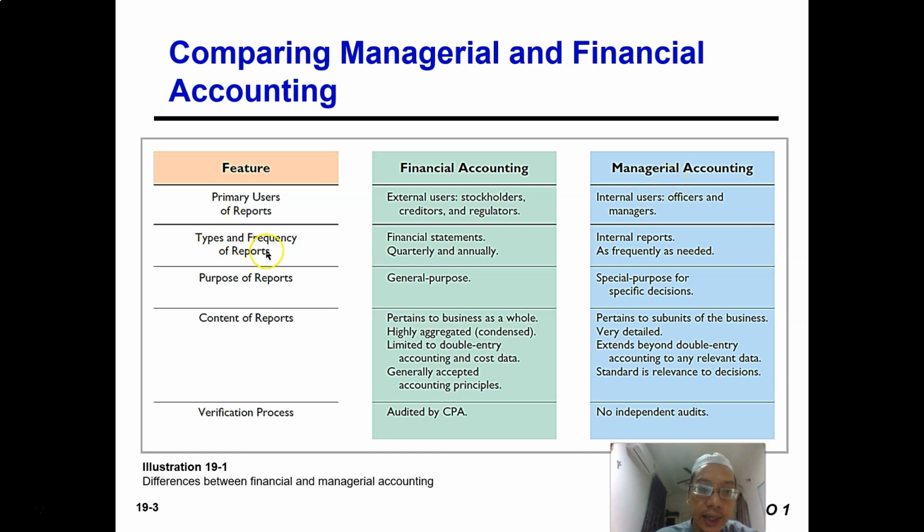Secondly, the types and frequency of reports. Financial accounting reports are called financial statements. These statements are produced on a scheduled basis. As a minimum, they would be produced once annually, once in every year. After the end of the fiscal year, the company would produce the financial statements, so that they are disclosed to the interested parties: the stockholders, the creditors, the regulators, and the inland revenue, which will be collecting their taxes.